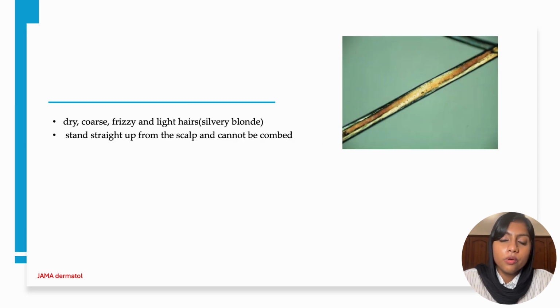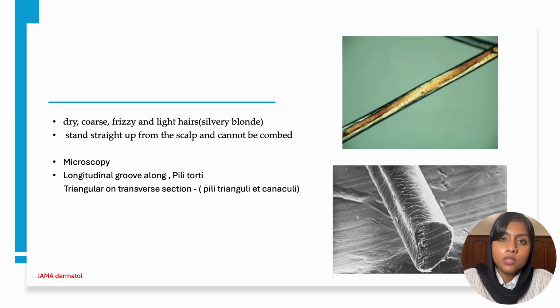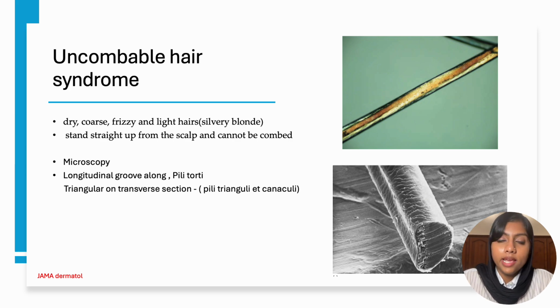Again, I want you to pause for a moment and take a closer look. In this case, what you can see is that there is a longitudinal groove along the hair shaft. In this case, an electron microscopy will also help. So let's take a look at the image. You can see that it's triangular in cross section as well. So this is nothing but uncombable hair syndrome.